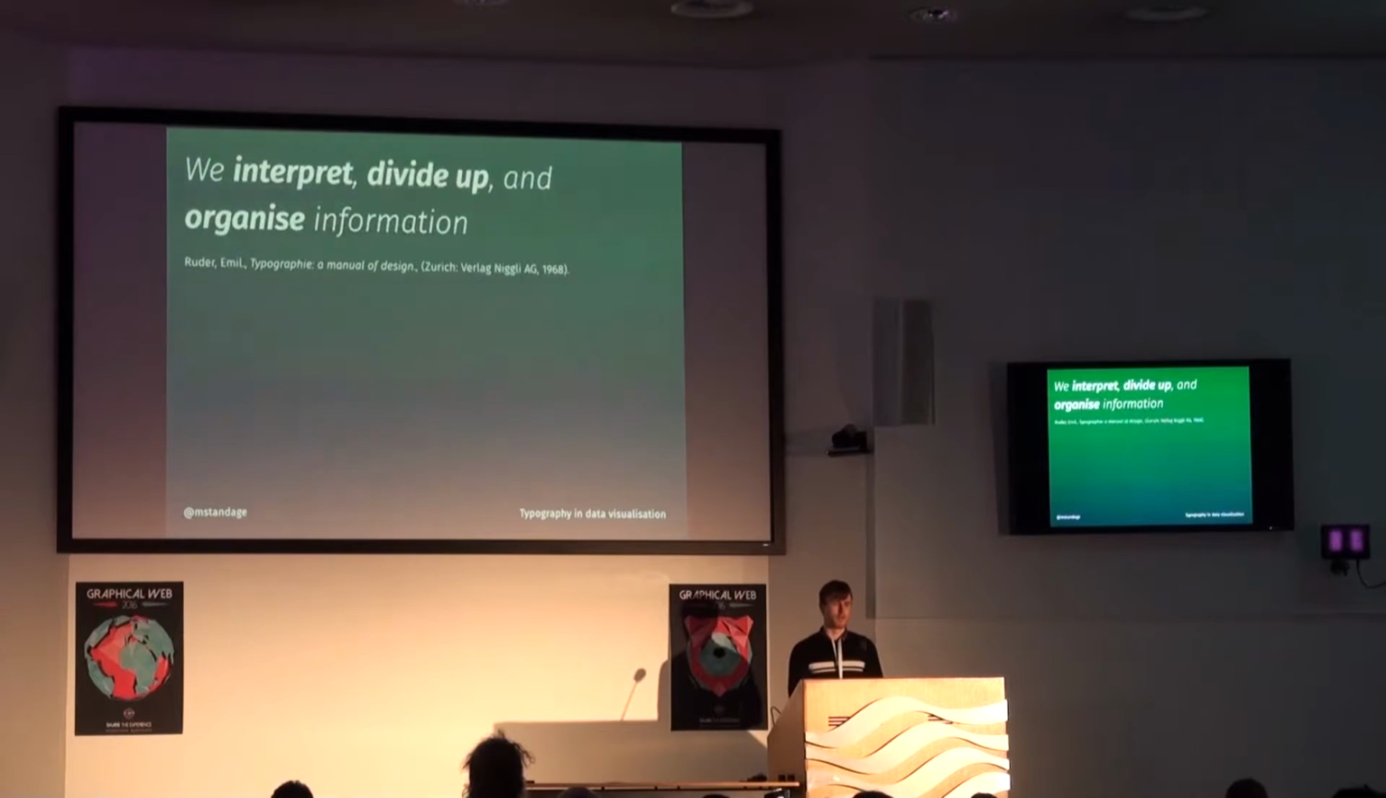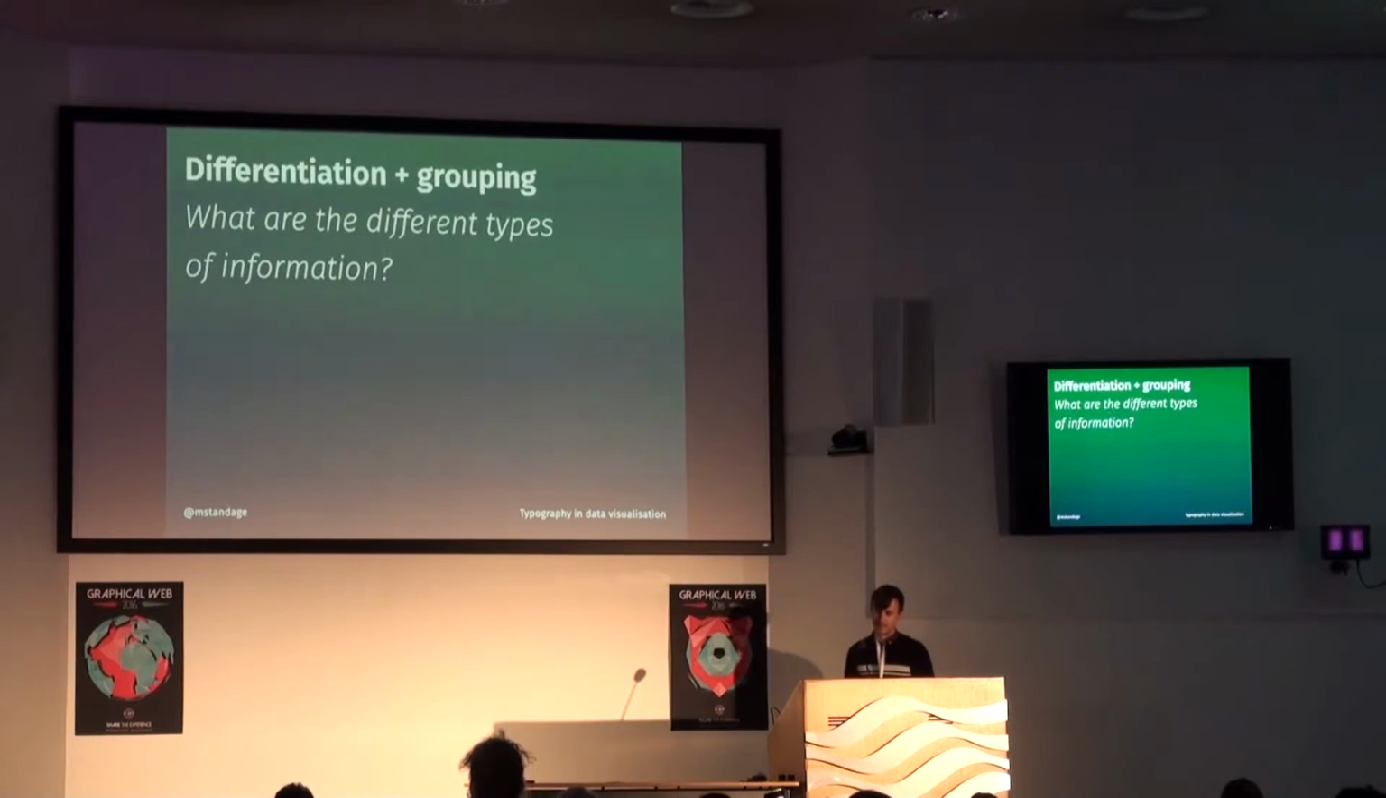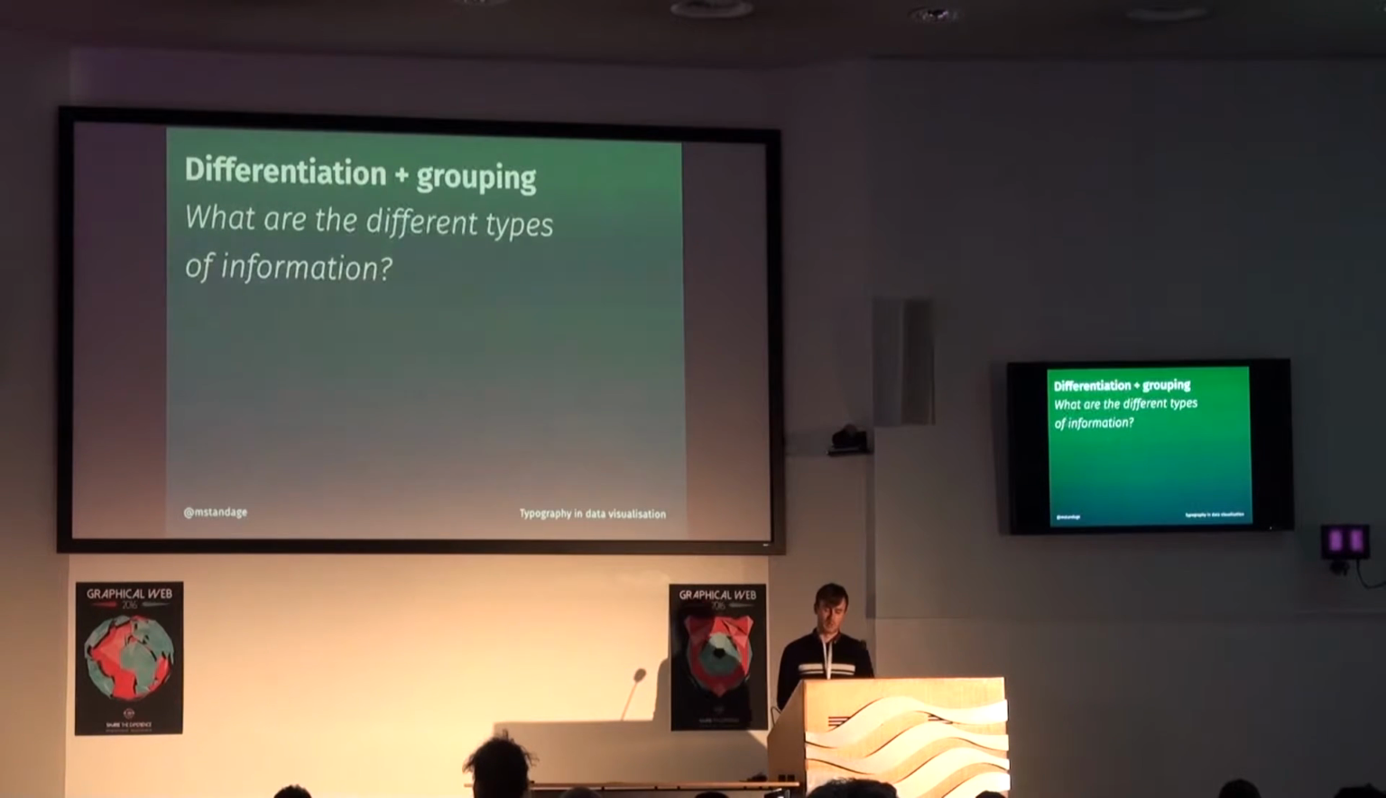So what are those techniques that we can use? I think the first of these is differentiating and grouping. And at this point, we've got to ask ourselves, what are the different types of information that I'm trying to display? And we can use what typographers refer to as micro-typographic variables, and this is things like italics and small caps and font styles, to group information together.